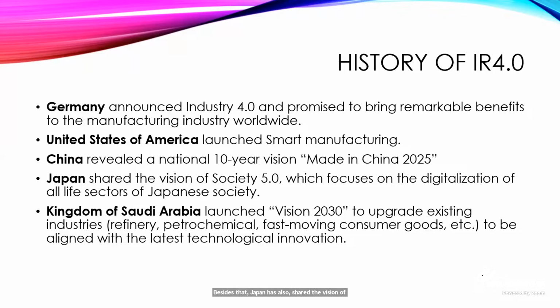You see that this one is 5.0, but industrial-wise, it's Industry 4.0. This is because Society 5.0 focuses on the digitalization of life sectors only. Right now, Industry 4.0 focuses more on manufacturing. Society 5.0 focuses on retail, the food industry, different types of industry.